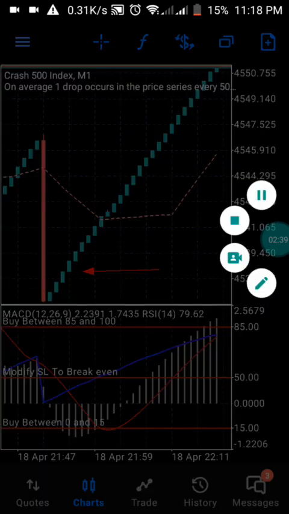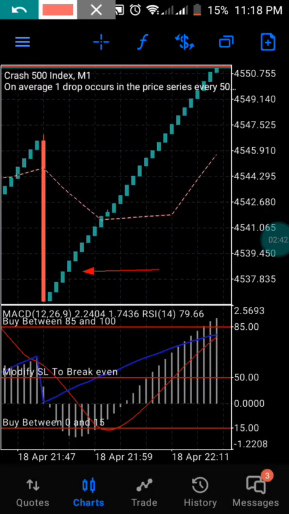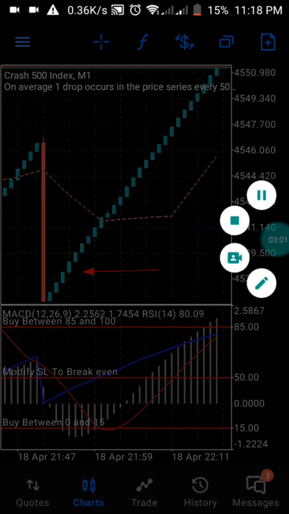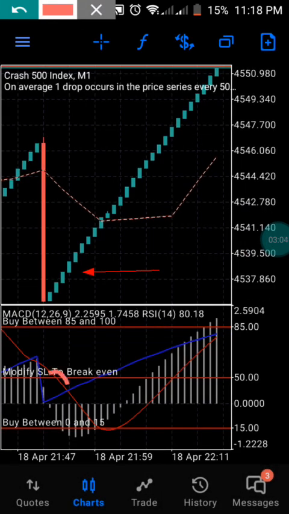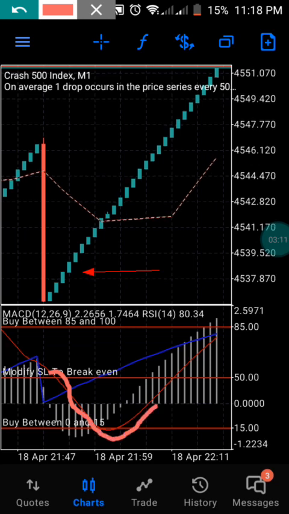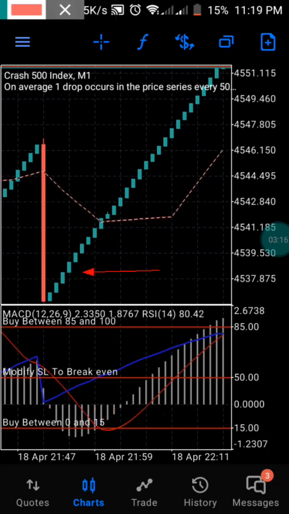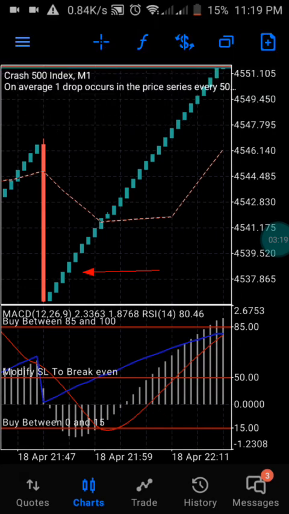The first thing you need to analyze is to identify this histogram moving on the 15 level. Once you can confirm that your histogram is moving on the 15 level on Crash 1000 and Crash 500, that is your first confirmation. The second confirmation is that your red line, which I call the MACD 9, is going to cross above the histogram. Once it crosses above the histogram, that is the right time for you to take your trade.